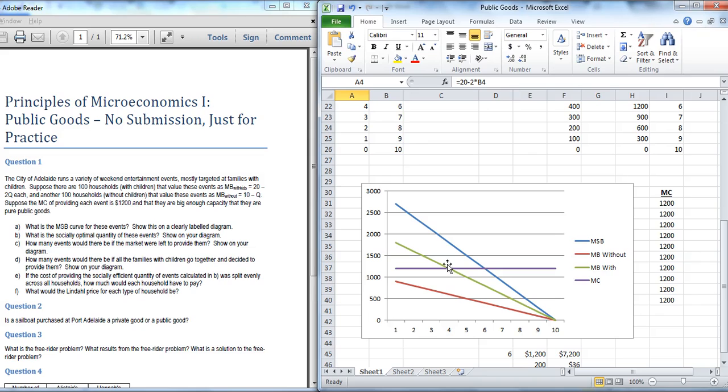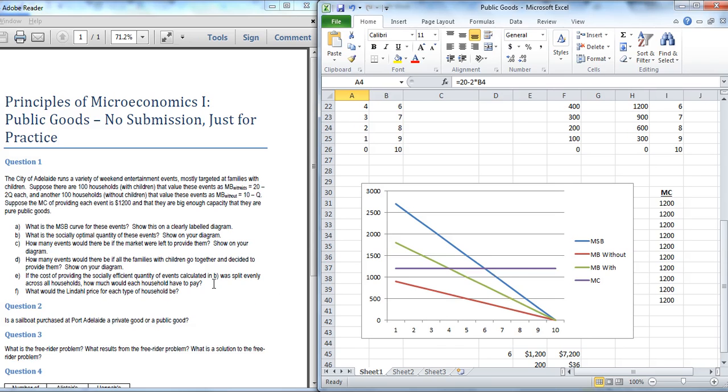diagram suggests. So the number of events there would be if all the families with children go together and decided to provide them would be 4 events, because at that quantity, the marginal benefit for the 100 families equals the marginal cost for the 100 families.